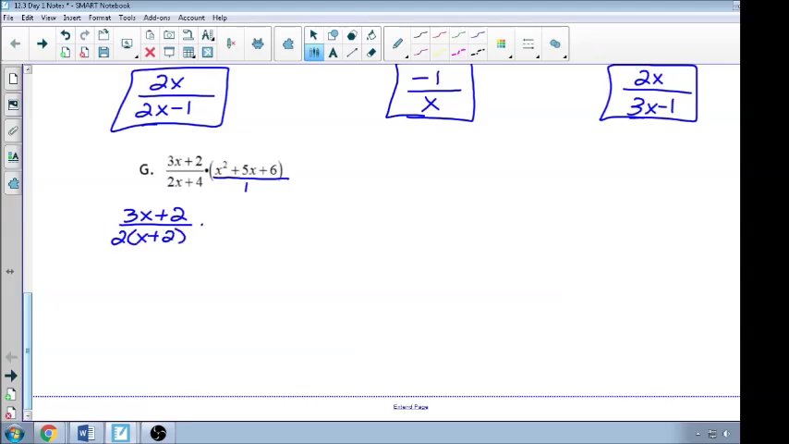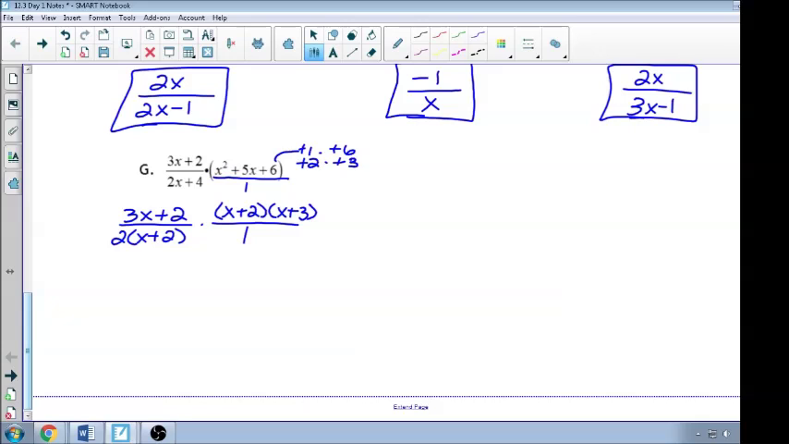Times. Now, x squared plus 5x plus 6, I'm going to have to use generic factoring. So 1 times 6, 2 times 3. The middle term's positive, so they're both going to be positive. Then you multiply to a positive, so the smaller will also be positive. What multiplies to 5? That would be x plus 2, x plus 3. All that's still over 1.